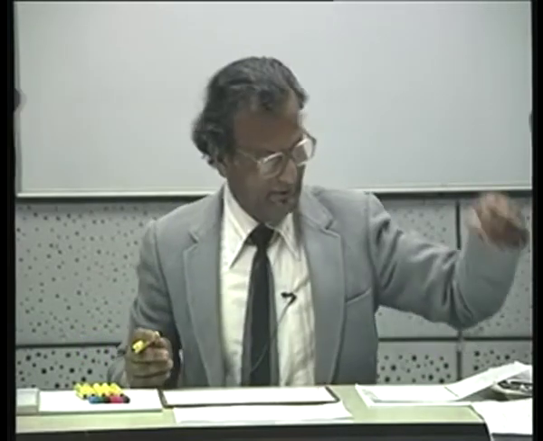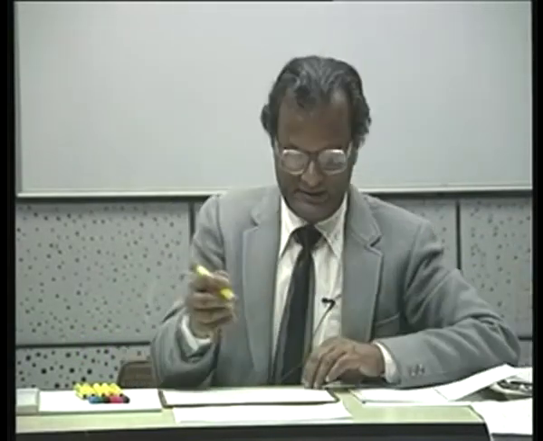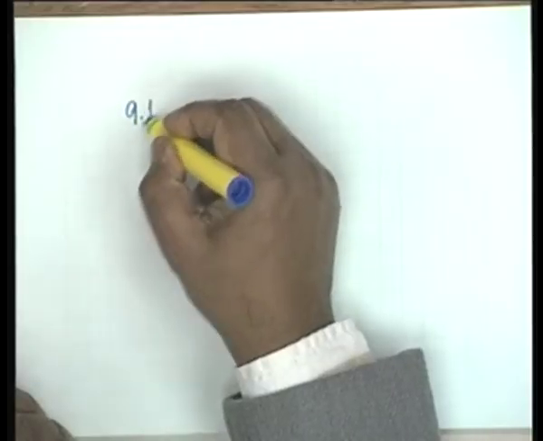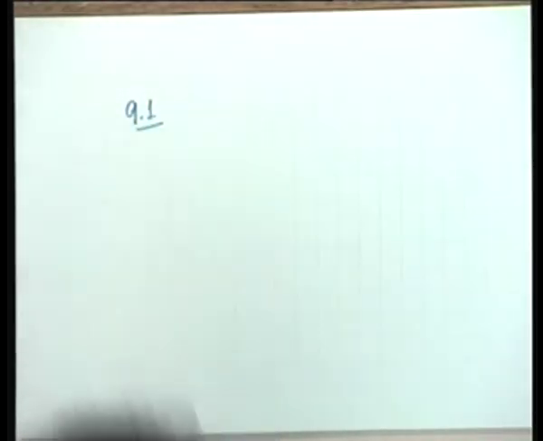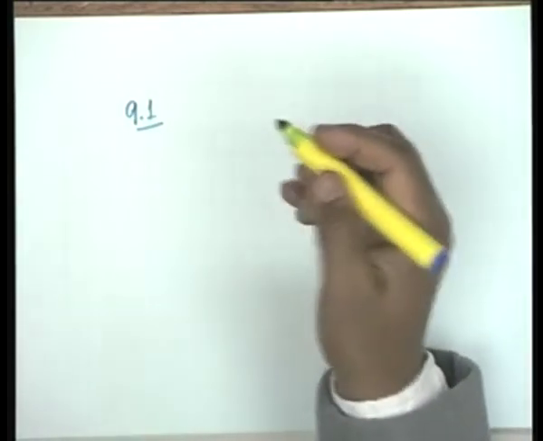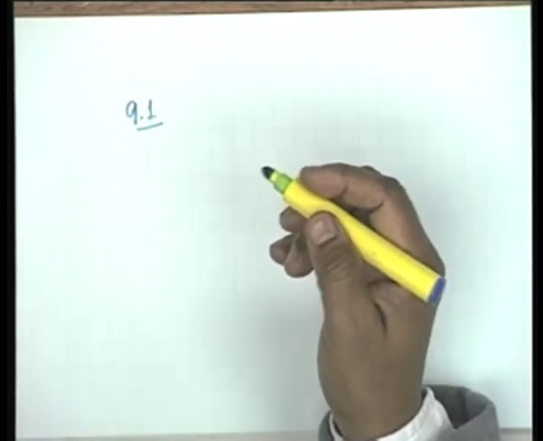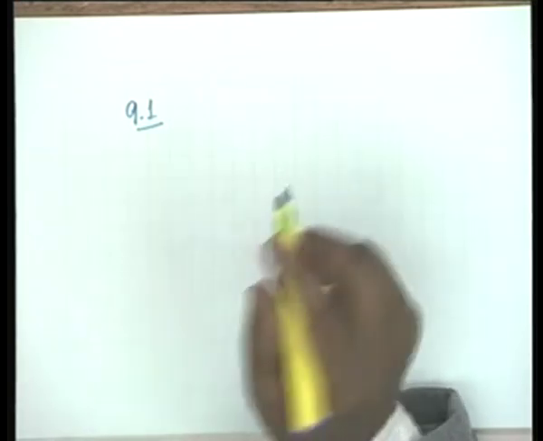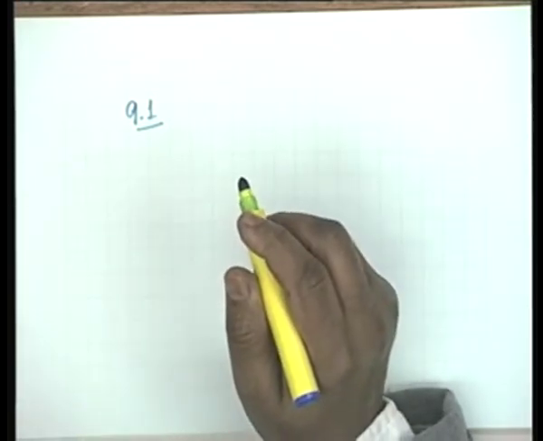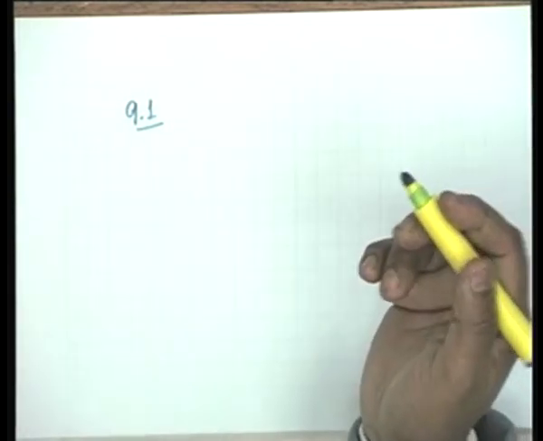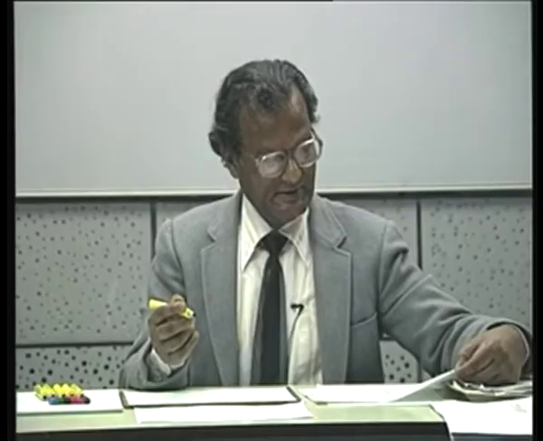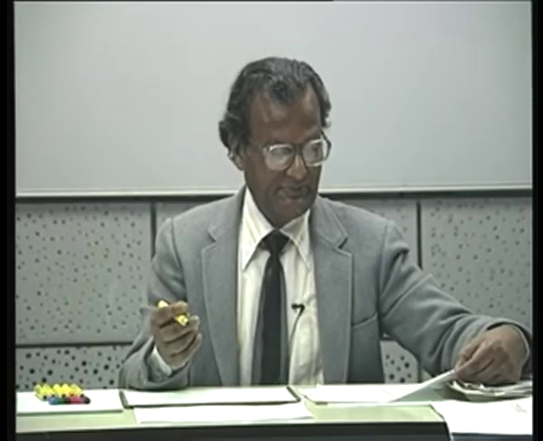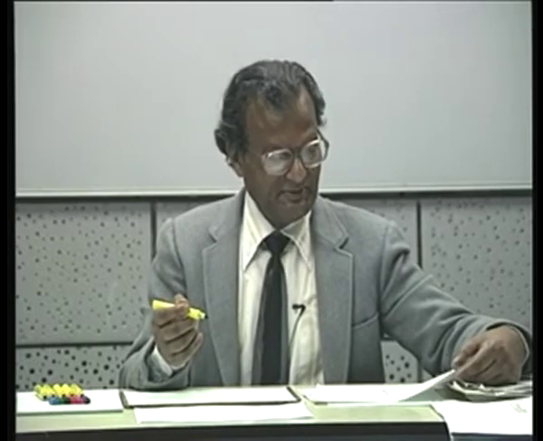The first problem that we are going to work out is 9.1. The problem says find the z, y, h and t parameters. Well, we have not done h and t yet in the class, so we will confine ourselves to z and y parameters of the networks shown in the figures. Some of the parameters may not be defined for particular circuit configurations. Now, what does that mean? Some of the parameters may not be defined.